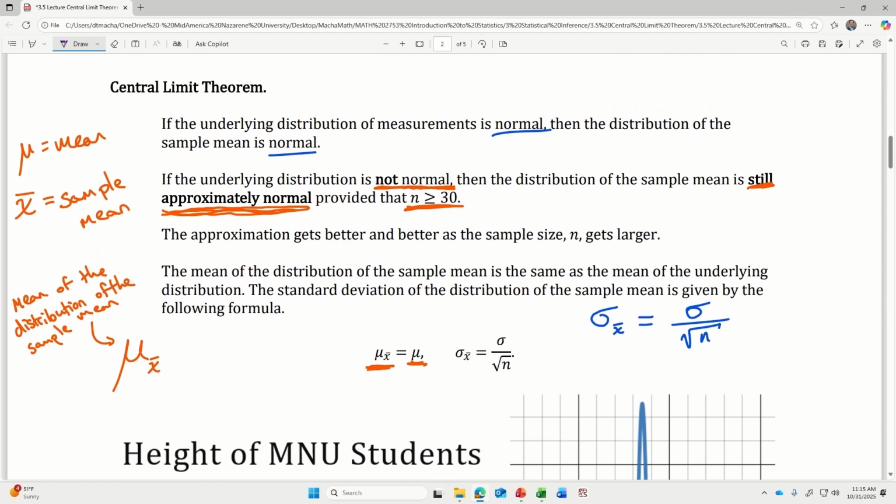I'll scroll up and remind you of what we said earlier. As part of the central limit theorem, we said if the underlying distribution is not normal, then the distribution of the sample mean is still normal, provided that n is greater than or equal to 30. If n is not greater than or equal to 30, we can't do anything. We just say, oh well, the sample is too small. We're not going to do any inference with it.